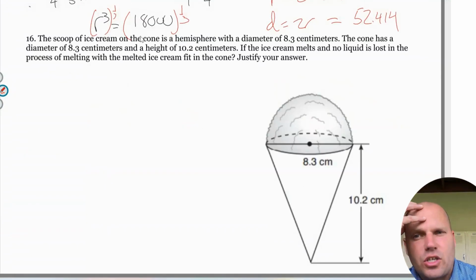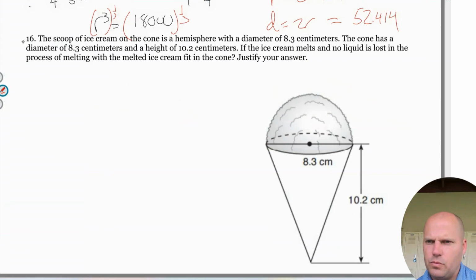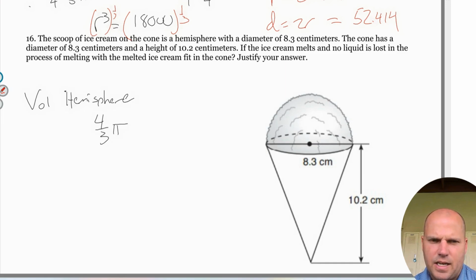All right, last question. Number 16 is a great question. We got a scoop of ice cream. It's a hemisphere, so this is half a sphere. We got some diagrams here, some lengths. The question is, if the ice cream melts and no liquid is lost, will the melted ice cream fit in the cone? Well, we just have to compare the two volumes. What is the volume of the hemisphere, half sphere?